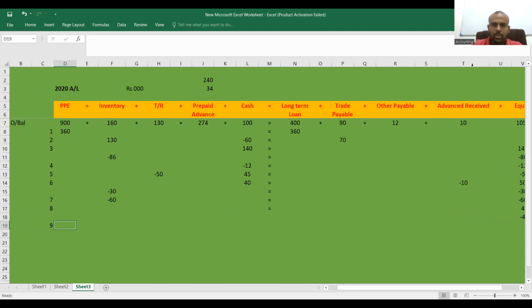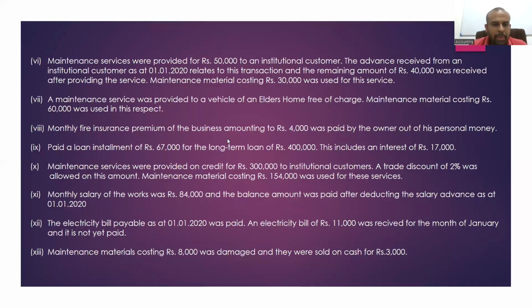Right. Transaction number 9. Paid loan installment 67,000 for a long-term loan of 400,000. This includes interest of 17,000. So in the repayment of the loan, you paid 67,000 as a loan installment.